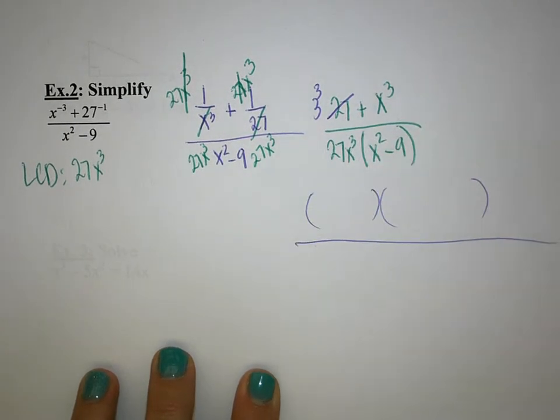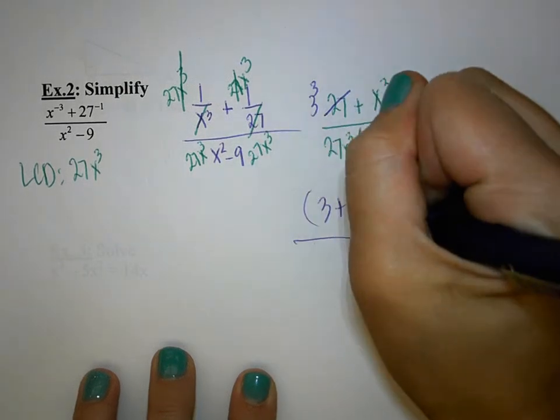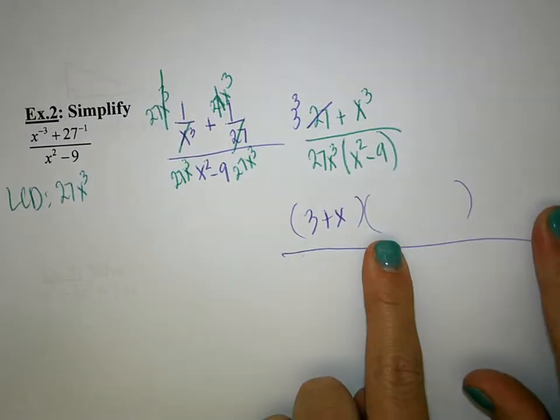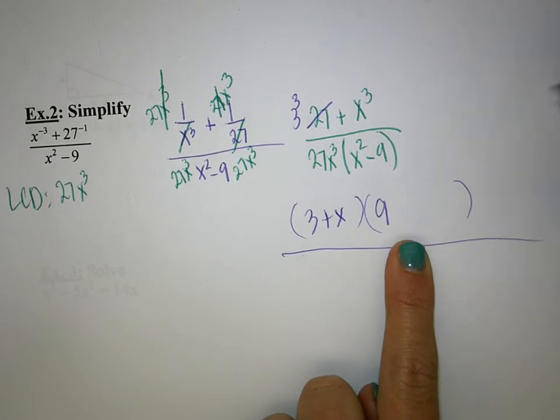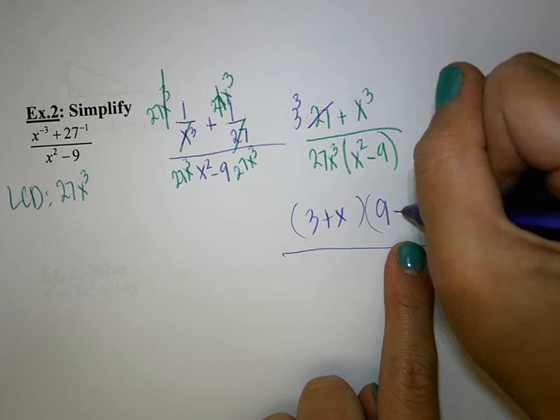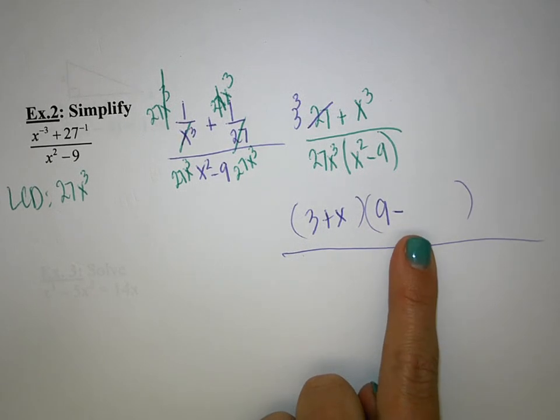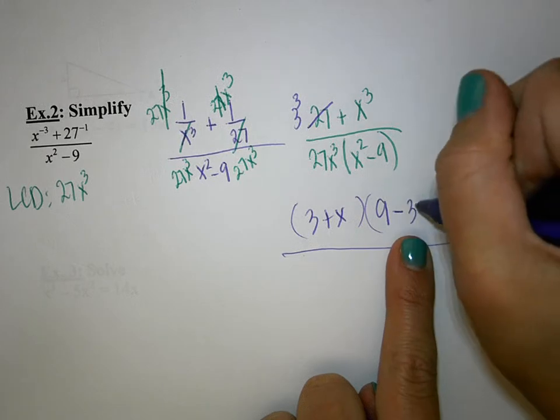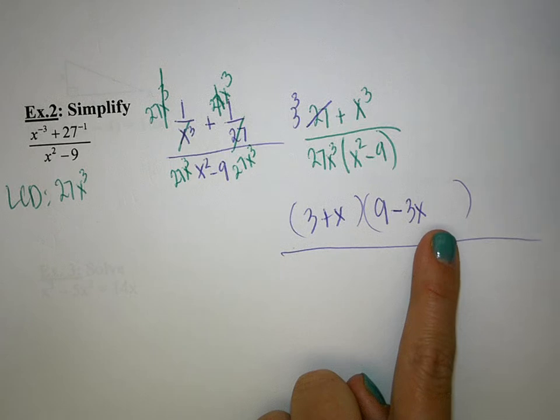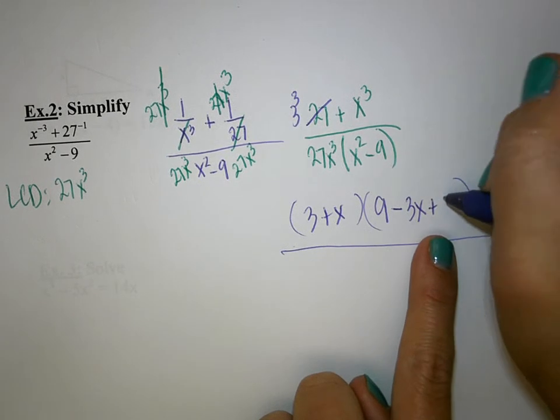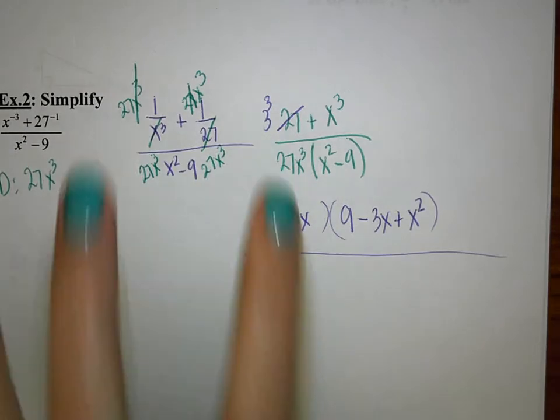So what's going to go right here in the first parenthesis? Good, 3 plus x. Then my first term here is going to be 9. And is it going to be minus or plus? Minus. And how do you know? Opposite sign. And then in the middle it's going to be? And how do you know? We multiply those together. Very good. And then the last one is? Very good. Okay. So then we go to the denominator.